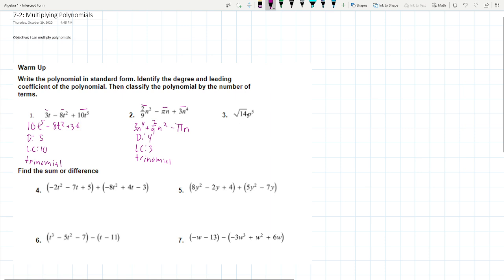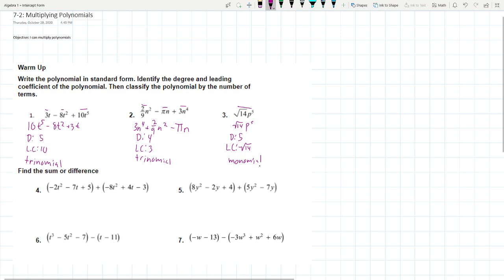Number 3, you need to put it in standard form. Actually, it already is in standard form, so it's the square root of 14, p to the fifth. My degree is 5. My leading coefficient is the square root of 14. And there is only one term here, so that is a monomial.